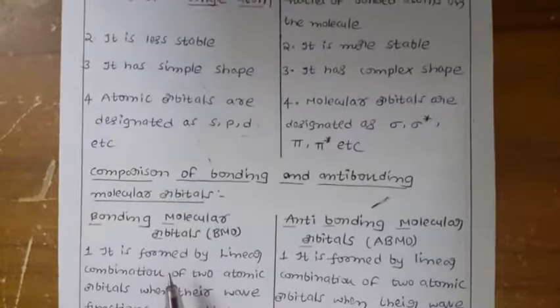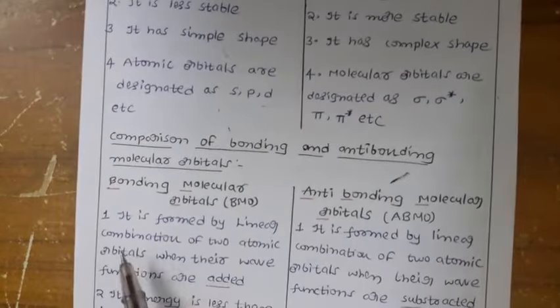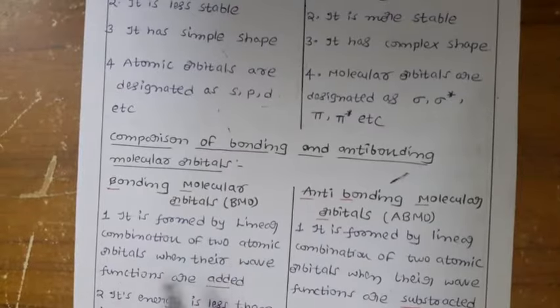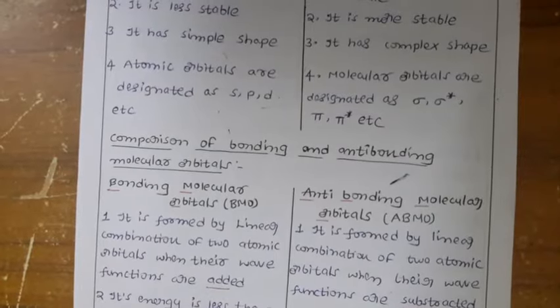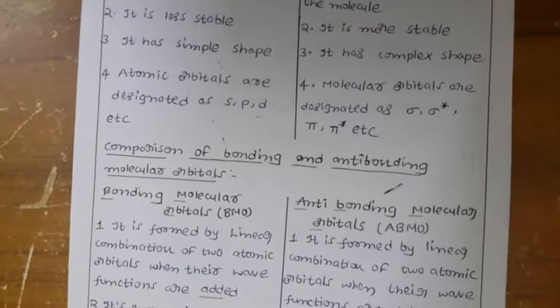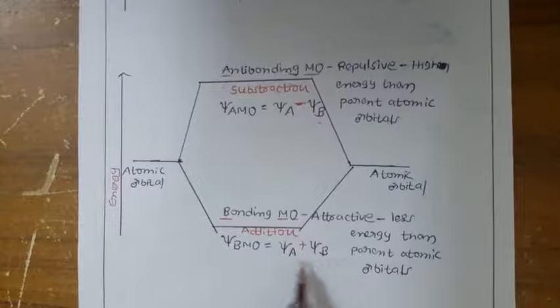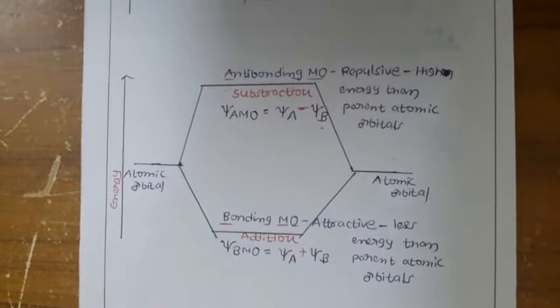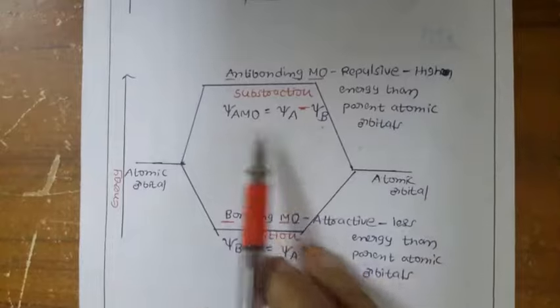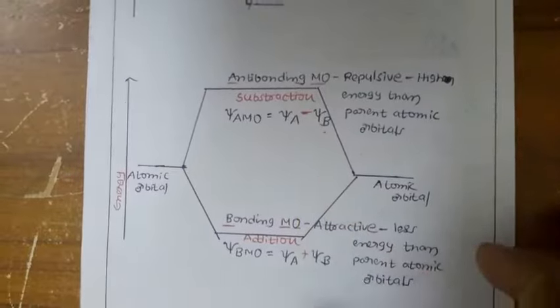Next let us see the comparison between the bonding molecular orbitals and anti-bonding molecular orbitals. Bonding is formed by linear combination of two atomic orbitals when their wave functions are added. Just now we discussed that when the two wave functions are added, we get bonding; if subtracted, we get anti-bonding. So psi A plus psi B gives the bonding molecular orbitals, and when subtracted you get the anti-bonding molecular orbitals.